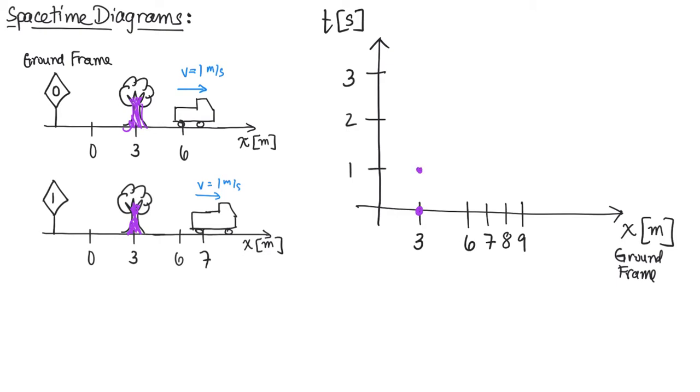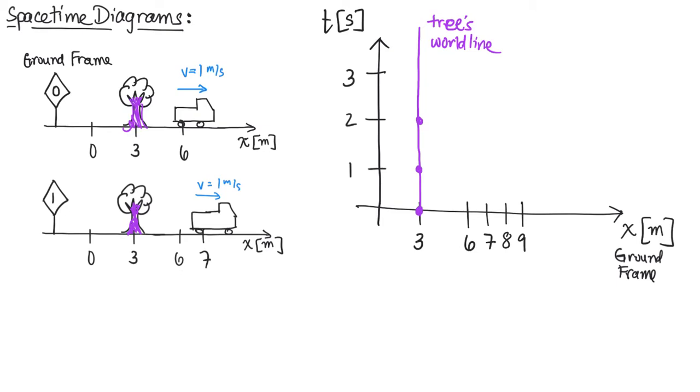1 second later, it's at x equals 3. 2 seconds later, it's at x equals 3, and it's always at x equals 3. So we can actually just draw the position as a line, because the tree is always at 3 for all time, not just 1, 2, and 3 seconds. And what we're going to call this is the tree's world line. Okay, and we'll use that term world line to represent a trajectory through space and time.